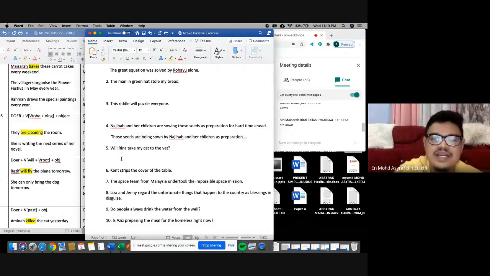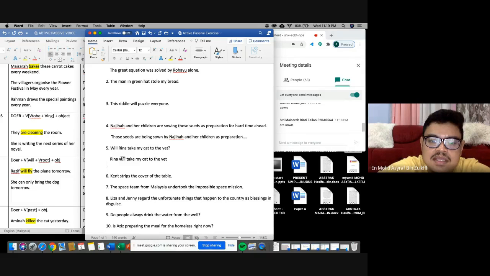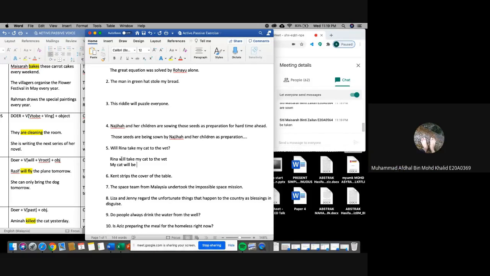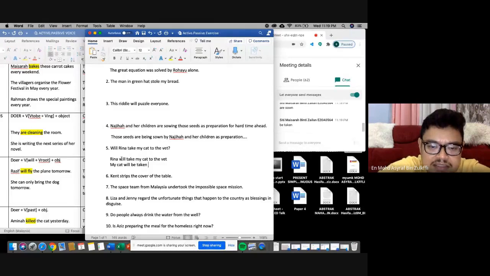And this one, number 5. Will Rina take my cat to the vet? Okay, so this is future simple, the same as number 3. But it is in question form. Try to write it in a statement sentence first. Rina will take my cat to the vet. Okay, change it into passive. My cat will be taken by Rina to the vet.